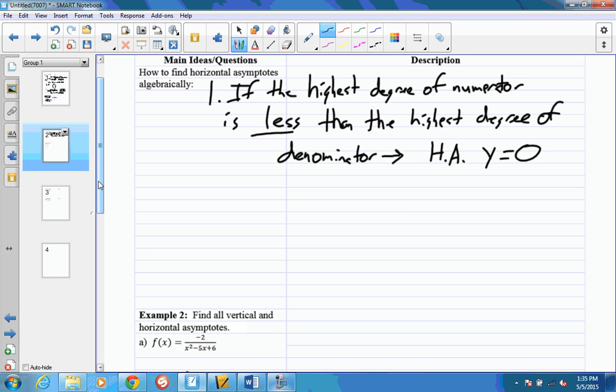And my horizontal asymptote is y equals 0. So the highest degree, so let's get an example. If I got, let's say, 3x squared minus 2x plus 1 over x minus 5. That's 5, not x. Okay? So the highest degree of the numerator is what? 2. 3x squared, right? So make sure you're in standard order or find whichever one's highest, right?